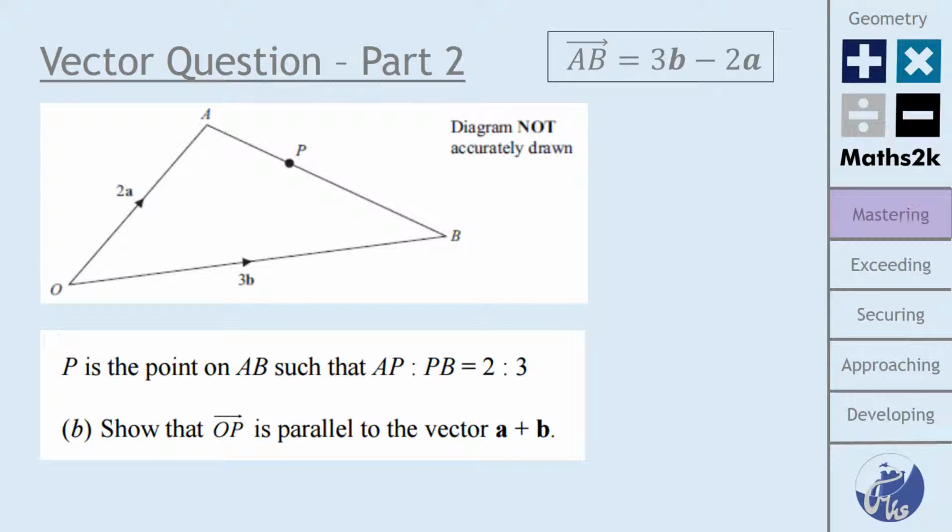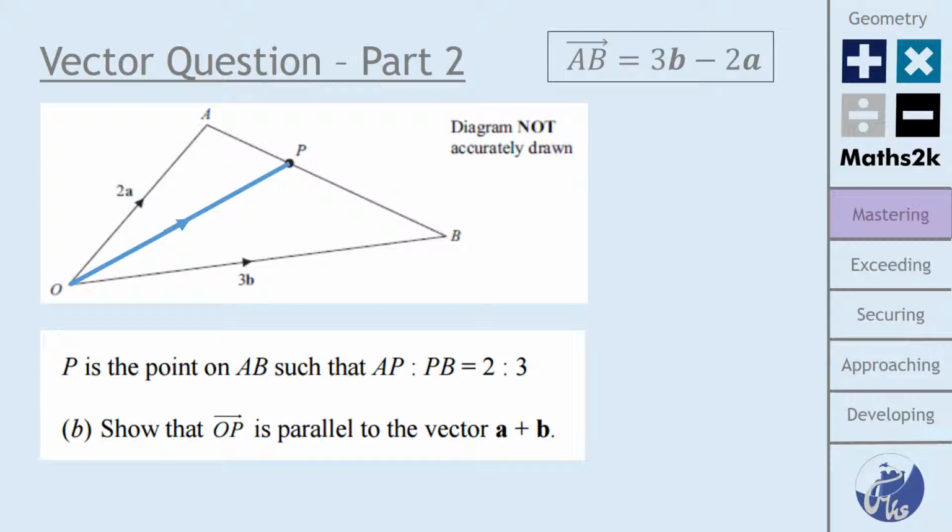Now, the second part of this question involves the point P, and we're told information about the location of P in terms of a ratio. And so what we need to do in this question is show that OP is parallel to the vector a plus b. Now, this is going to take a little bit more work, but we want this vector here. So again, considering how do we get from O to P and taking a detour, how can we get there? Well, there's two possible routes. We could go from O to B and then back from B to P.